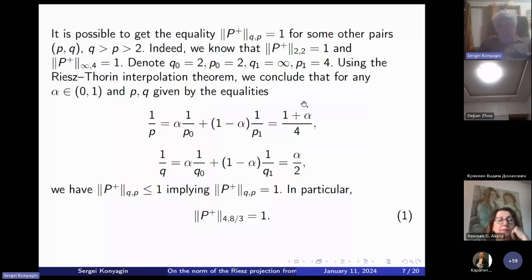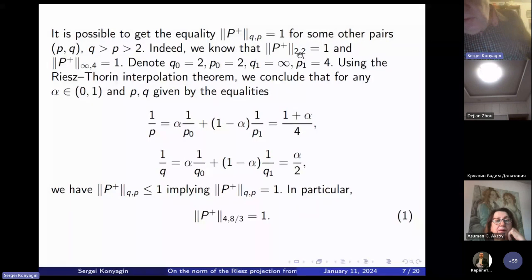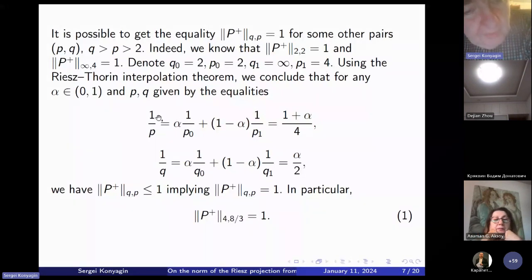We can find some examples using the Riesz-Thorin theorem. You see that the Riesz operator is an operator of norm 1 from L2 to L2, and we know that it also has norm 1 as an operator from L infinity to L4, and now we can use the Riesz-Thorin interpolation theorem. So we use this notation: q0 is 2, p0 is 2, q1 is infinity, p1 is 4, and for any alpha from 0 to 1, we can define p and q by these equalities.